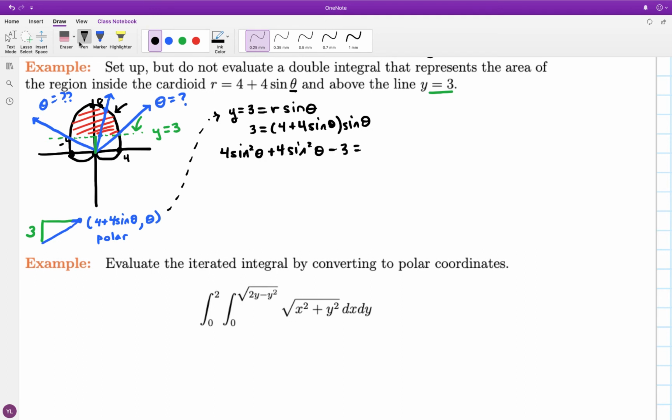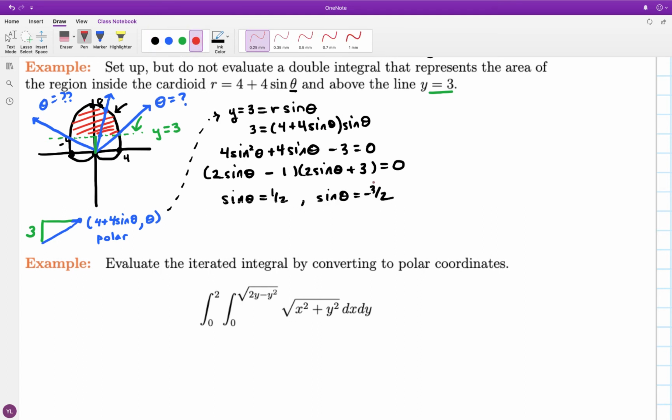That happens to be a quadratic in sine theta, so I'm just going to move everything to one side and factor. It does factor nicely into 2 sine theta minus 1 and 2 sine theta plus 3. Only one of those factors is going to yield a solution, however, because sine theta can't be negative 3/2. It can't get below negative 1. So I understand that the thetas that I see in the picture are the ones that give me sine positive 1/2, which would be pi over 6 and 5 pi over 6.